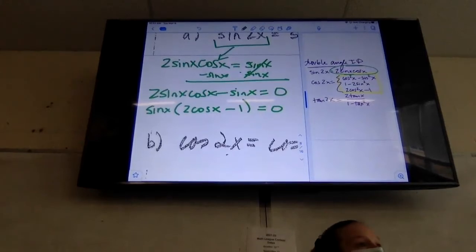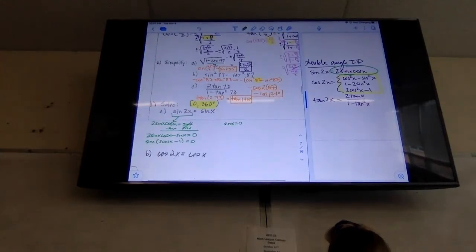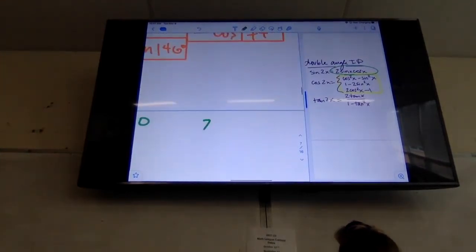All right, so now I'm here and I'm ready to set both my factors equal to 0 and go. So I'm going to do sine x equals 0. And I'm going to do 2 cosine x minus 1 equals 0.